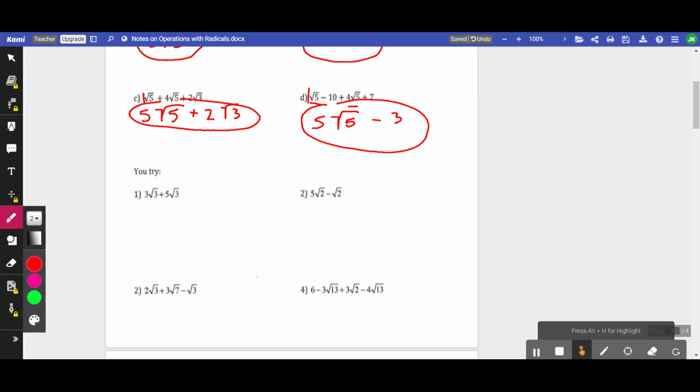And then you can do the same thing on the rest of the page here. So you have 3 square root of 3 plus 5 square root of 3. So these are the square root of 3, so these will go together. So 3 plus 5, that'd be 8 then. So that'd be 8 square root of 3. And then for the next one, these are both square root of 2, so they can go together. So 5 square root of 2 minus 1 square root of 2. So that'd be 4 square root of 2.